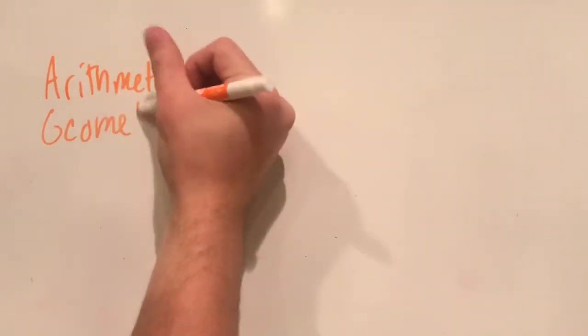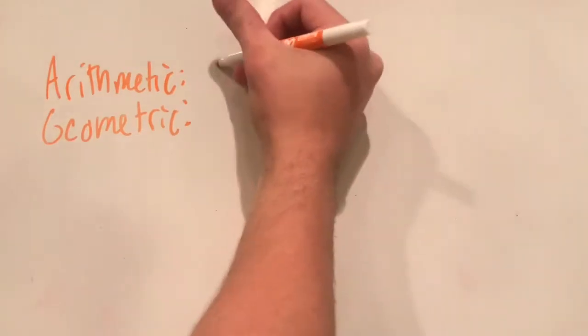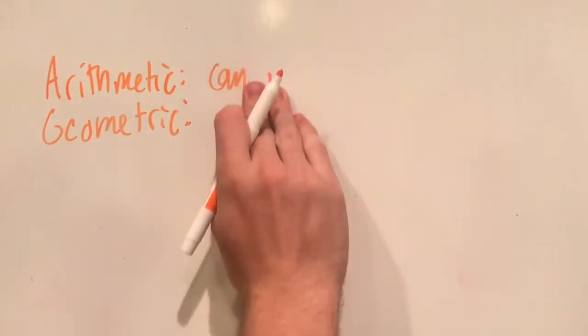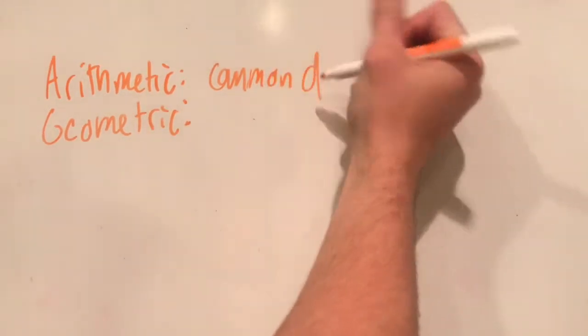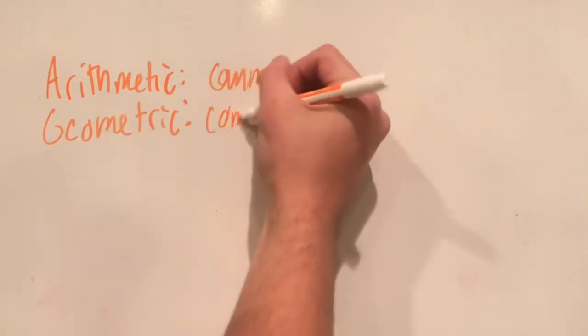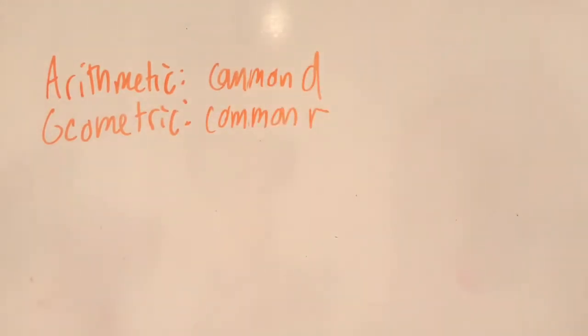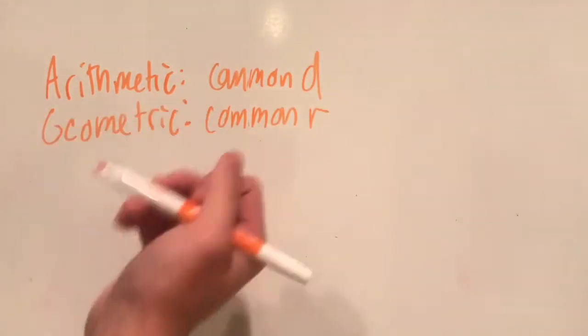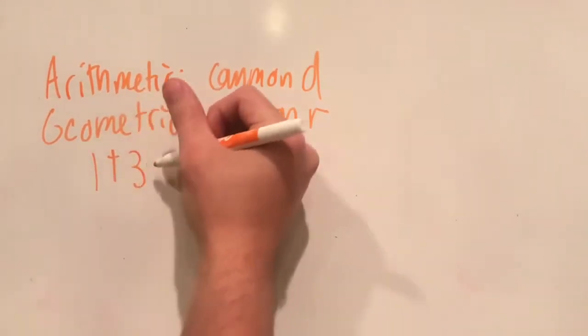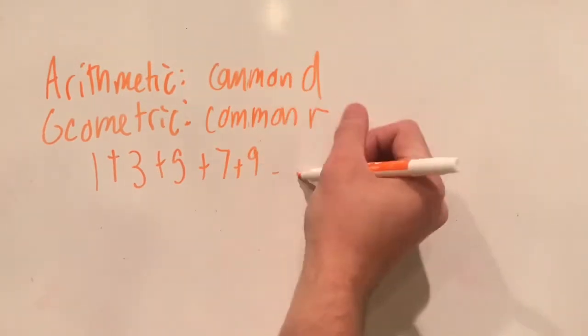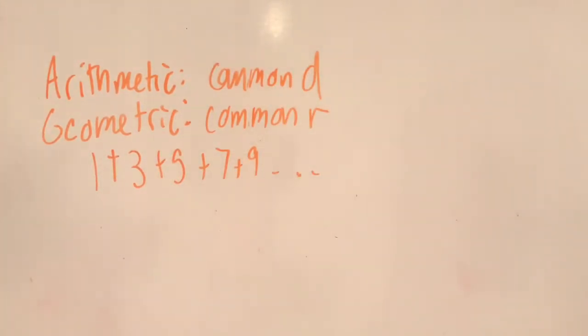First, let's review sequences and series. There are two types: arithmetic and geometric. In arithmetic series, there is a common difference, and in geometric series, there is a common ratio. An arithmetic series would look like this, with a common difference of 2, for example, whereas a geometric series would have a common ratio, let's say 2.